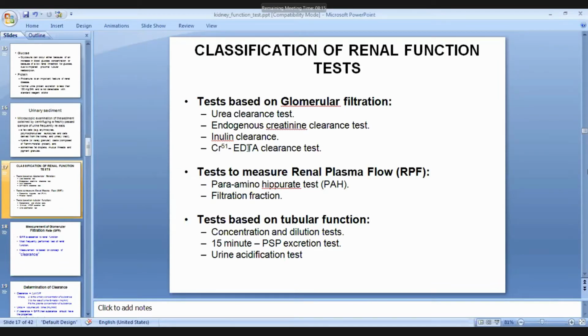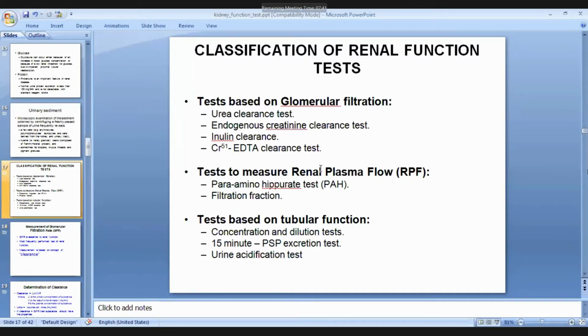Now there are tests to measure the renal plasma flow, RPF: the para-aminohippurate test, PAH test, and the filtration fraction. These two tests measure the renal plasma flow. Based on tubular function, there are the urinary concentration and dilution test, the 15-minute PSP dye excretion test, and the urine acidification test.